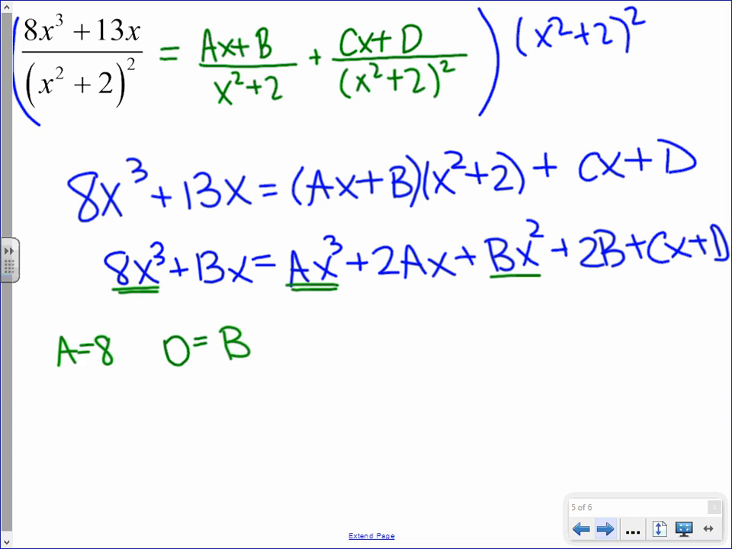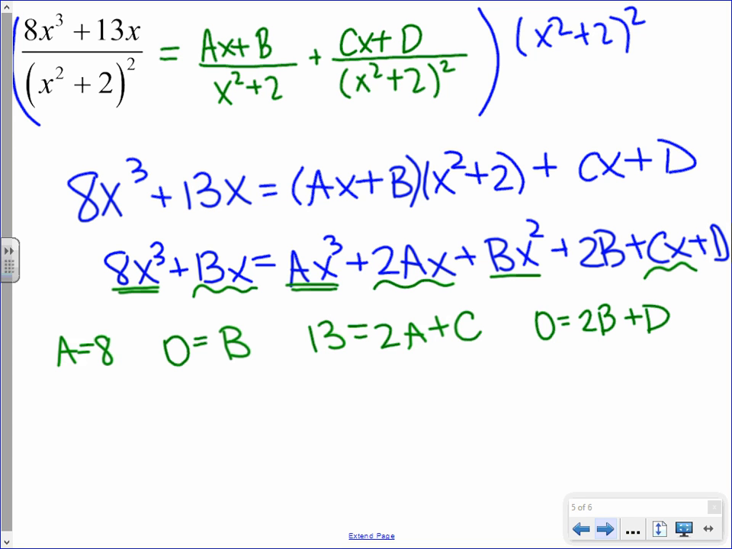All right. Then we have 13x. So I'm going to find anything with an x. Okay. So 13 needs to equal 2a plus c. And then do you see a constant on the left side? No, so 0. 0 is our constant on the left side. So 0 needs to equal 2b plus d. We have 4 equations and 4 variables. It sounds intimidating, but it really isn't, right?